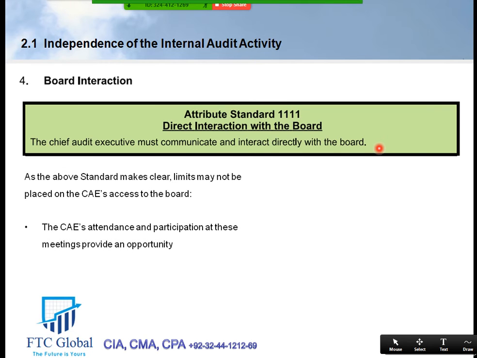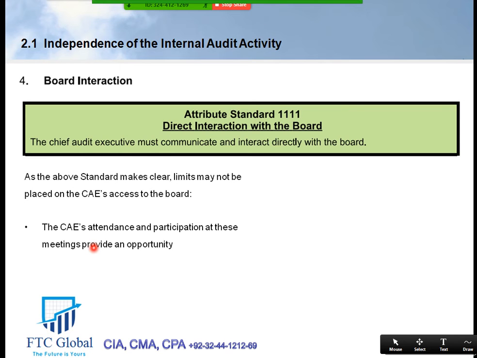Next is the chief audit executive's attendance and participation at these meetings in which we interact with the board. They actually provide us an opportunity to let the board know about how the business is developing. What are the levels of risks faced by the business? What is the risk management process in place? About systems, procedures. So it is better to keep these meetings in a regular fashion so that the board could be given any issue arising at the earliest stage possible.